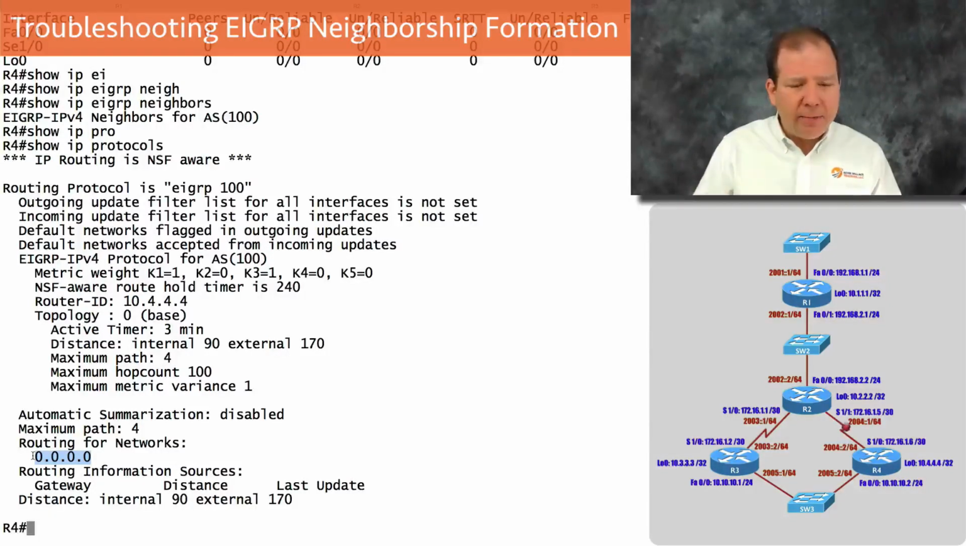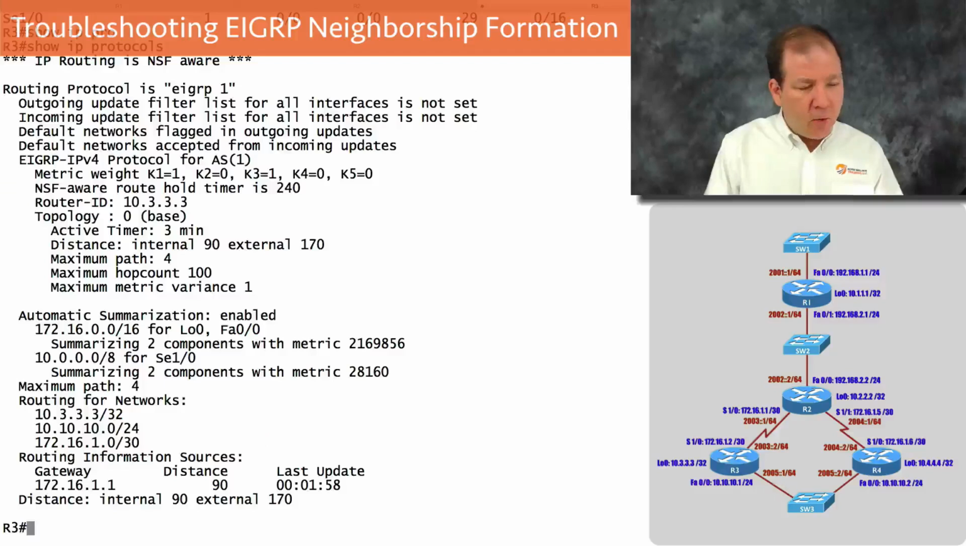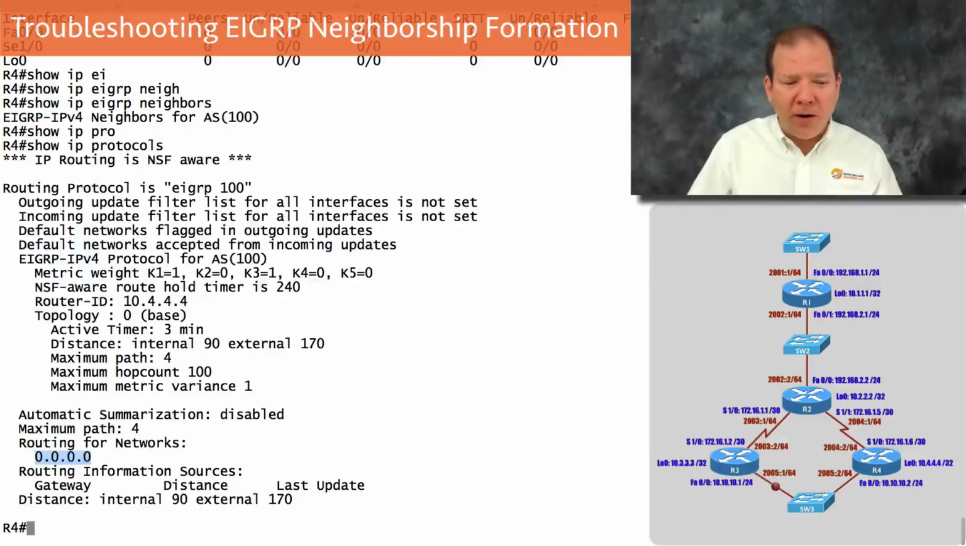But take a look at the output. And again, I'll go over to R3 and give a show IP protocols command. You may want to pause and scroll back and forth in the video to see if you can spot any differences. And we'll be back in just a moment and see if we can figure out why router R4 is not playing nicely with R2 and R3.